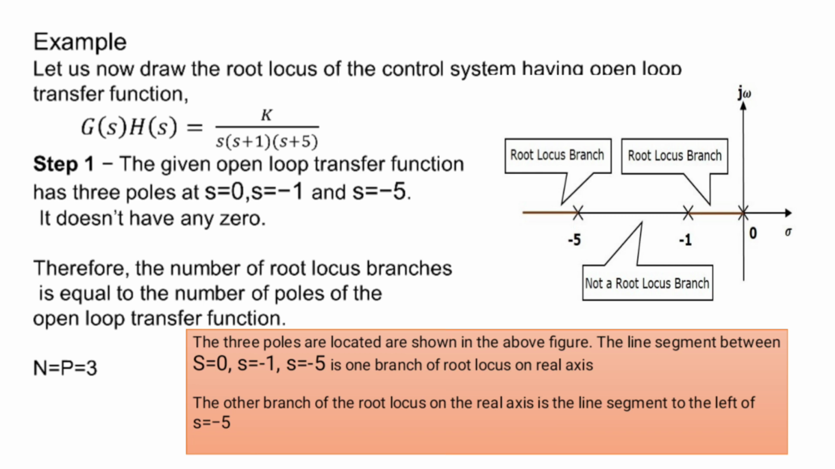The line segment between s equal to 0 and s equal to minus 1 is one branch of the root locus on the real axis. The other branch of the root locus on the real axis is the line segment to the left of s equal to minus 5.